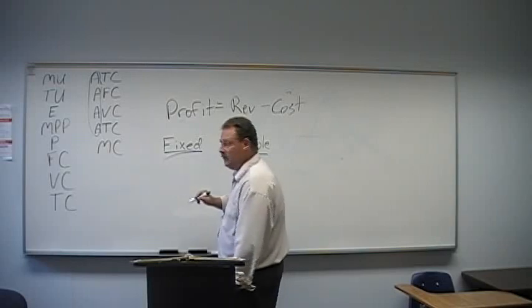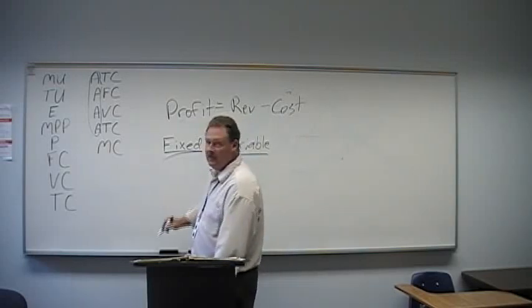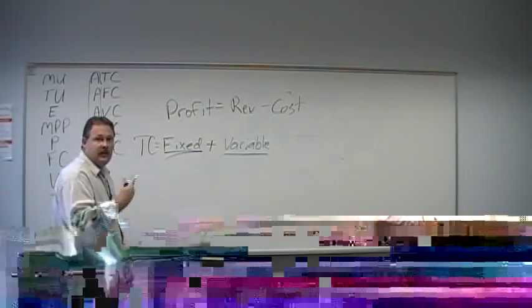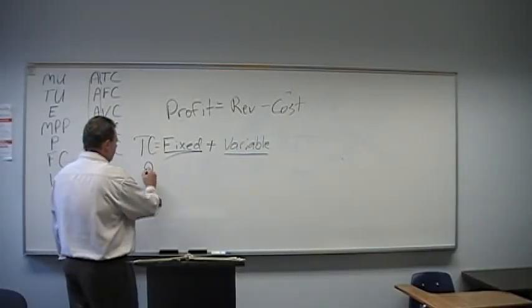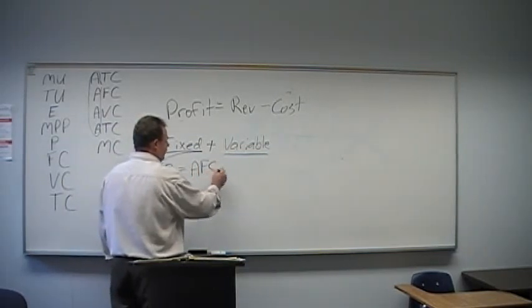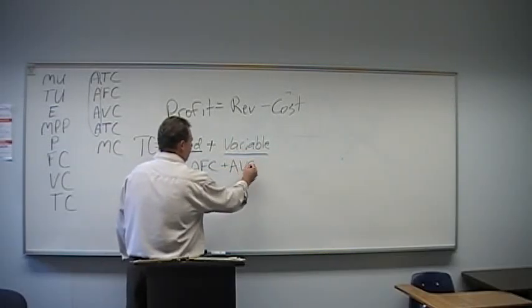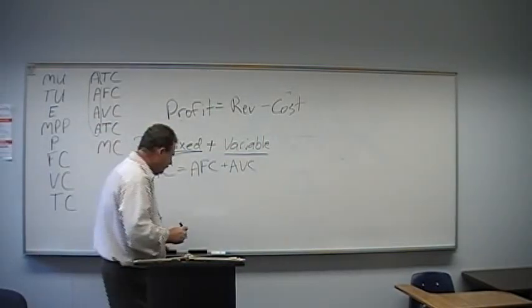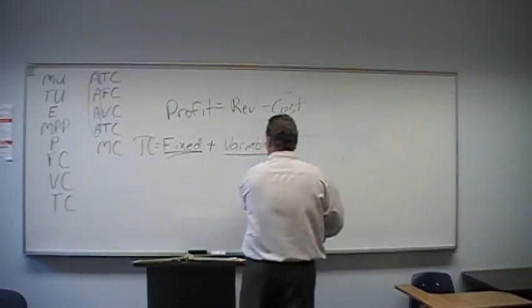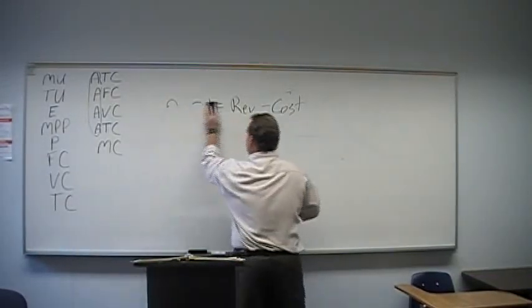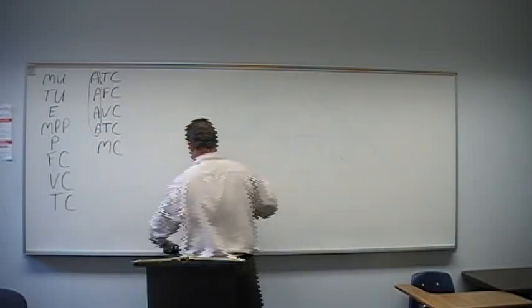If we look at total costs, they are simply fixed costs plus variable costs. That's their relationship. So it follows that average total cost will be equal to average fixed costs plus average variable cost. That's what we're going to see. Now, this can also be looked at graphically, and I want to show you that.